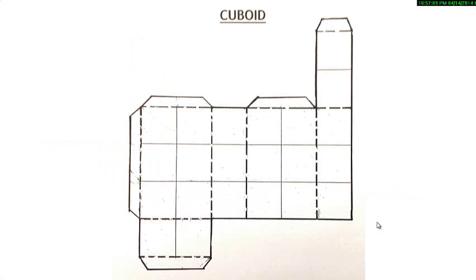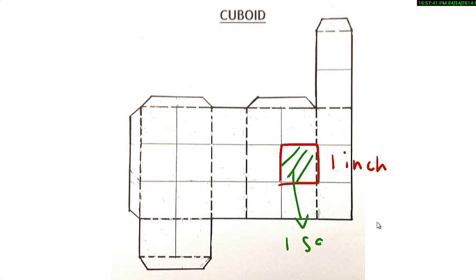Today, you're provided with a net of a cuboid. Look carefully at your net. You will find that each surface is divided into small squares. Let me mark one for you. The side of each small square measures 1 inch. The area of each small square is nothing but 1 square inch.